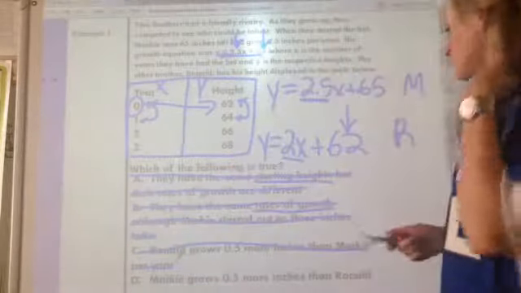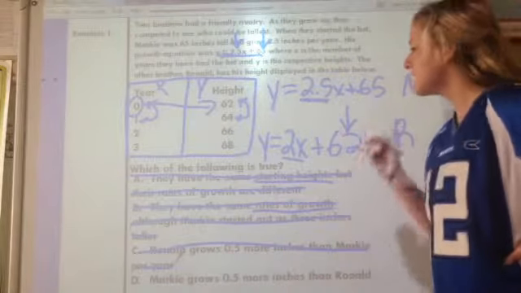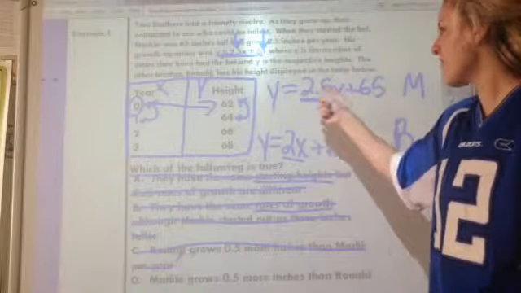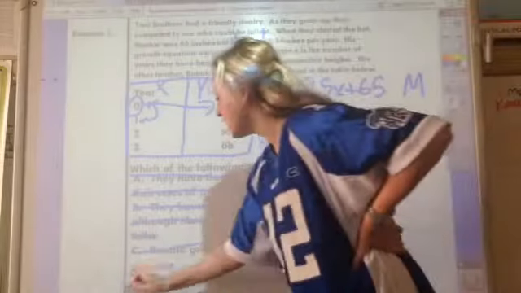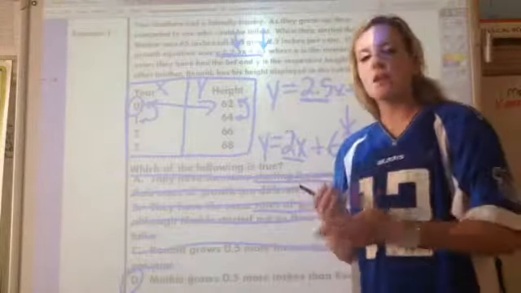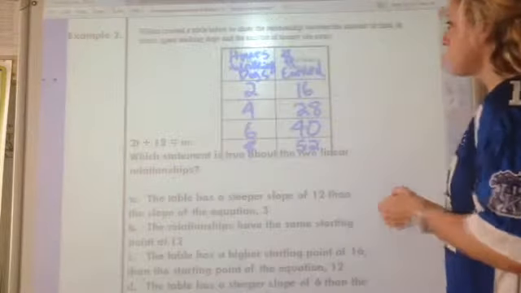That leaves me with D. Marky grows 0.5 more inches than Ronald per year. That statement is true because 2.5 is 0.5 more than 2. So answer choice D is going to be my final answer. And that's literally what we're doing today, creating equations and figuring out, is this true or false? Let's do another one. All right.